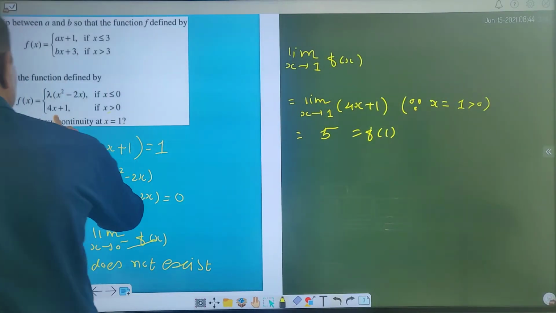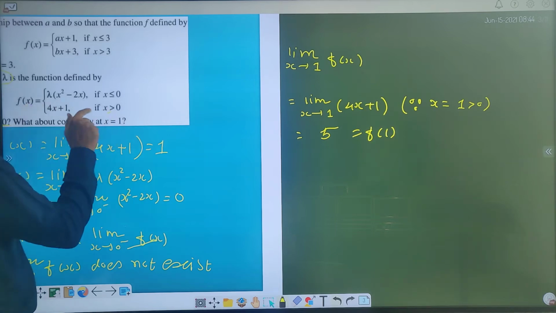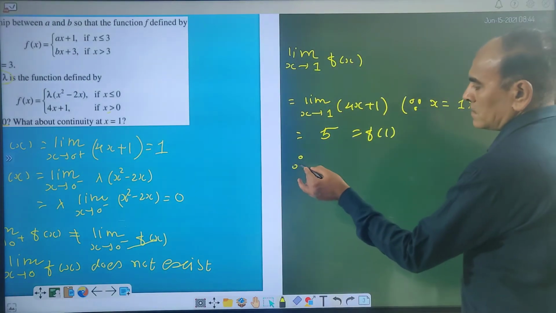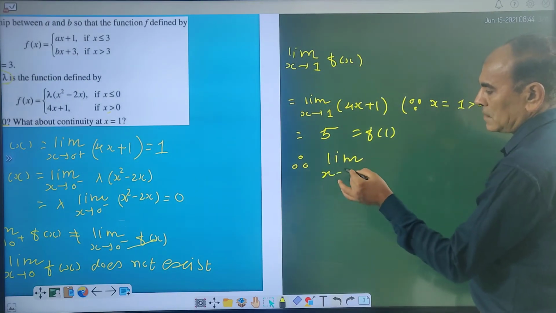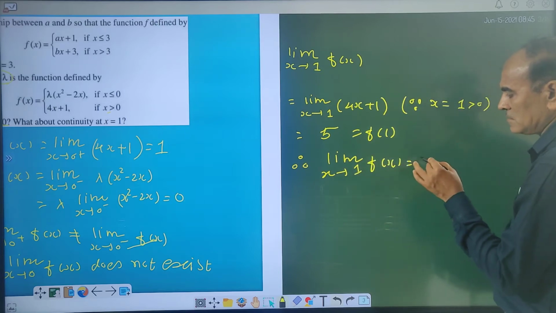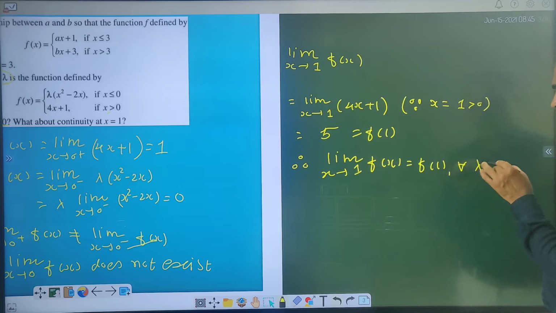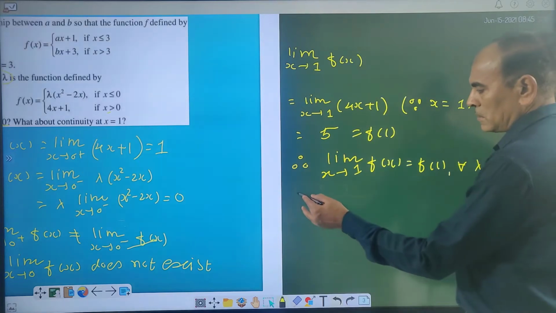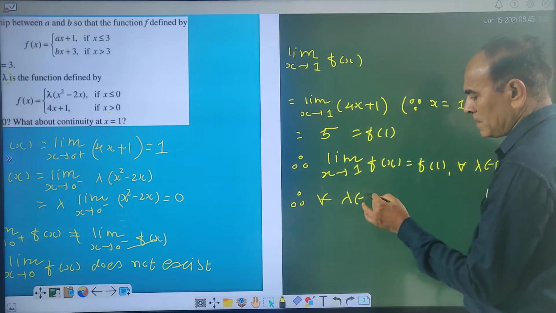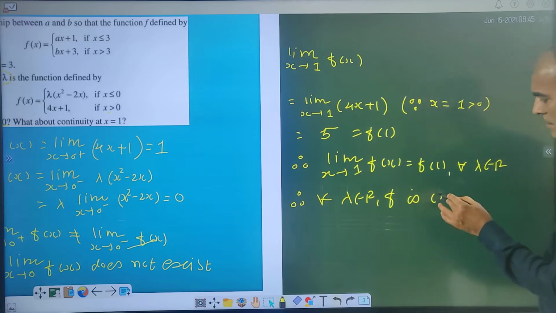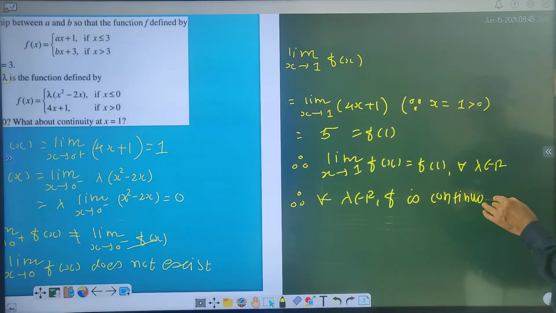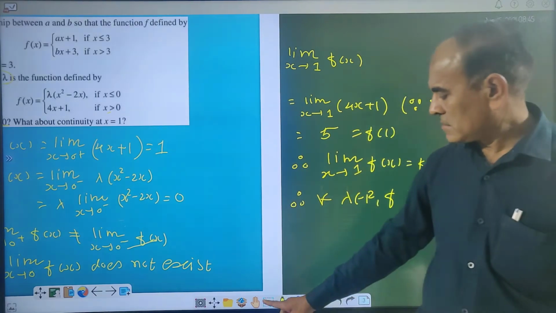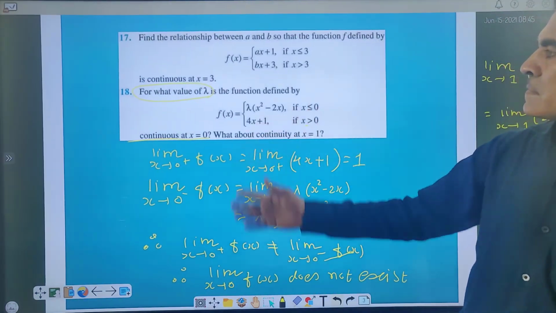f of x is equal to, we have to take 4x plus 1 when x greater than 0. So 1 is greater than 0. So what is f of 1? 5. So what we proved? And therefore, limit x tends to 1 f of x is equal to f of 1. And this one is for all lambda belongs to R because it is independent of the value of lambda. So for all lambda belongs to R, f is continuous at x equal to 1. Clear? See, this is the question that we wanted to answer.